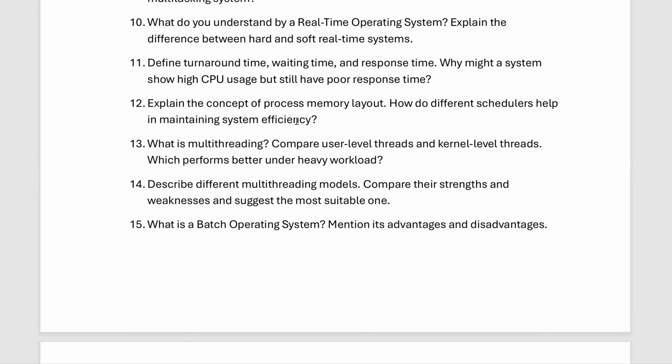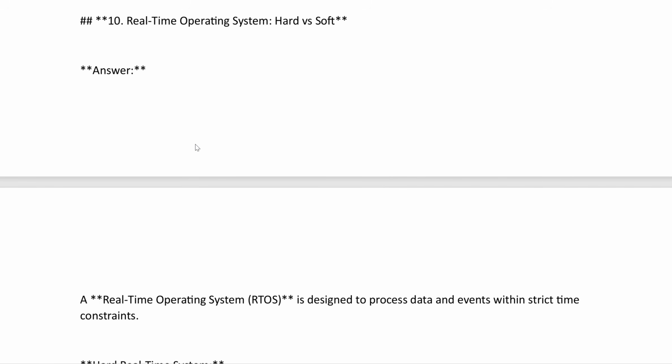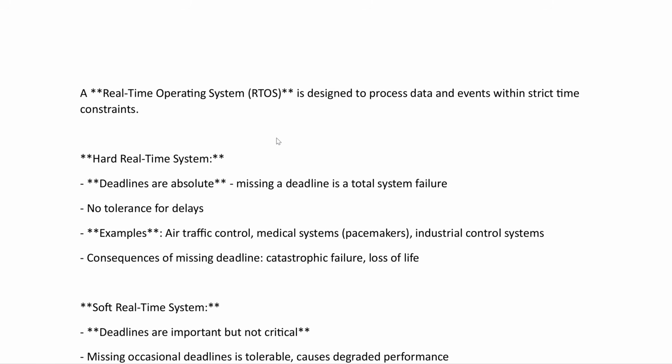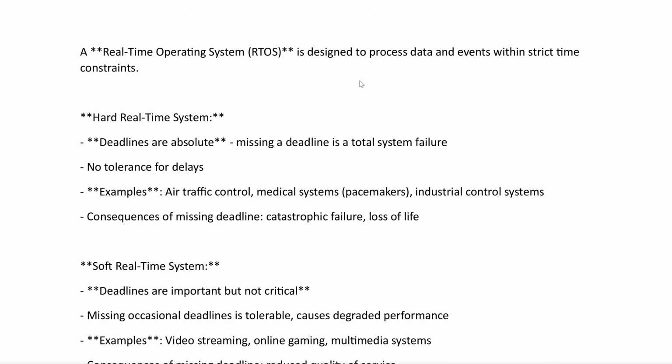The next question, question number 10, is: what do you understand by real-time operating system? Explain the difference between hard and soft real-time systems. A real-time operating system is designed to process data and events within strict time constraints. There are two types of real-time system, hard and soft. First is the hard real-time system, in which deadlines are absolute. Missing a deadline is a total system failure. There is no place for tolerance for delays in hard real-time systems.